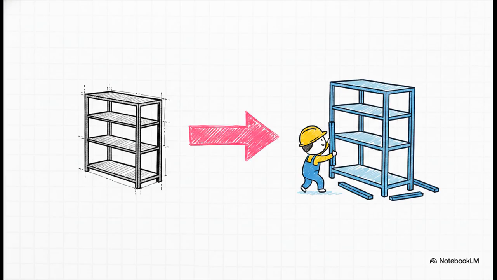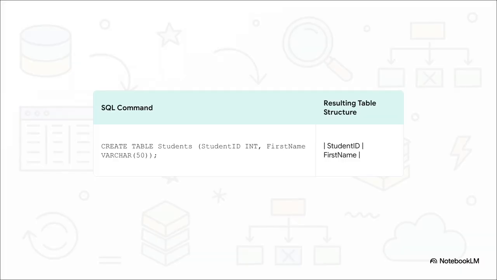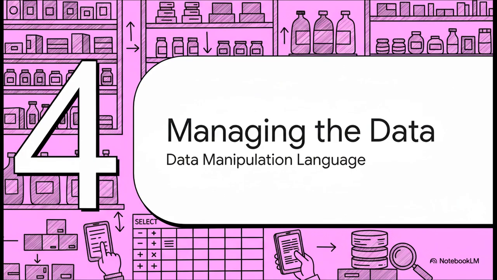This command takes our blueprint and builds the empty containers, the digital shelves that are going to hold all our data. And here's what that looks like in the real world. Check out the command on the left. We're saying create table students, and then in the parentheses, we define our columns and what kind of data they'll hold. And the result, over on the right, a perfect empty digital shelf, all set up and ready for us to start stocking.